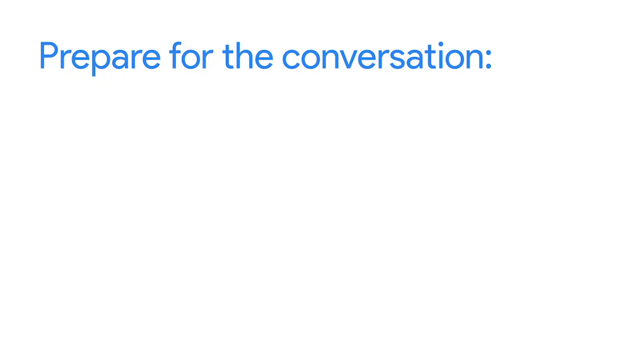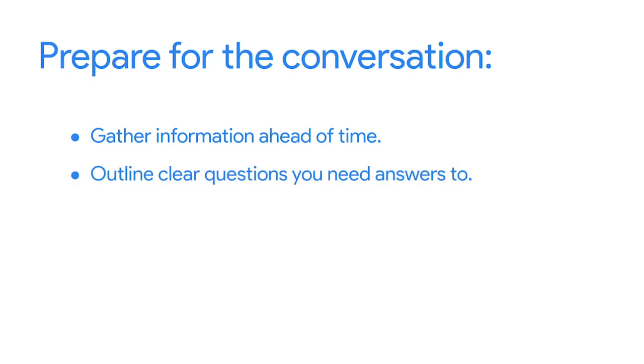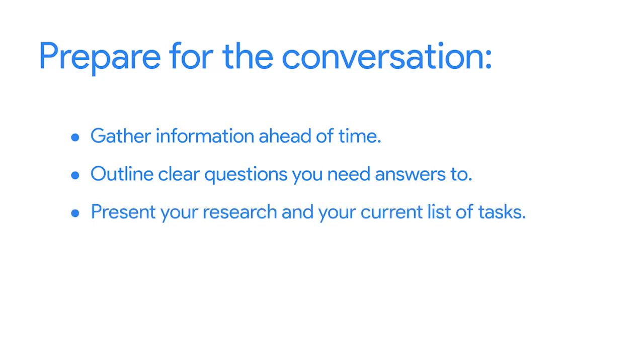Once you've identified which stakeholders would be most helpful, make sure you're prepared by gathering as much information as possible ahead of your conversation and outlining clear, outstanding questions that you still need answers to. During the conversation, present your research and your current list of tasks and explain exactly how they can help you move forward. This will give your stakeholder a clear picture of what you've accomplished so far and help them to identify gaps or missing tasks that are required to achieve your goal. Ample preparation helps ensure that you can get the information you need while respecting the limited time of your stakeholders.